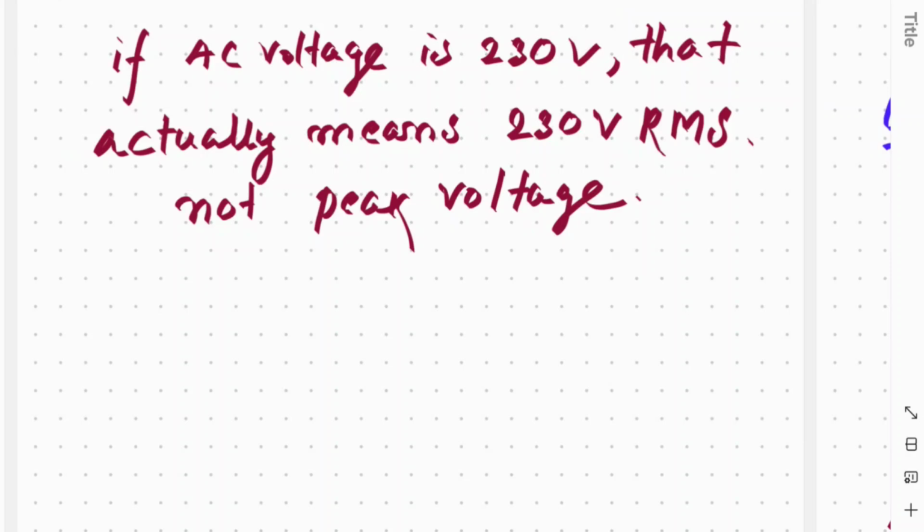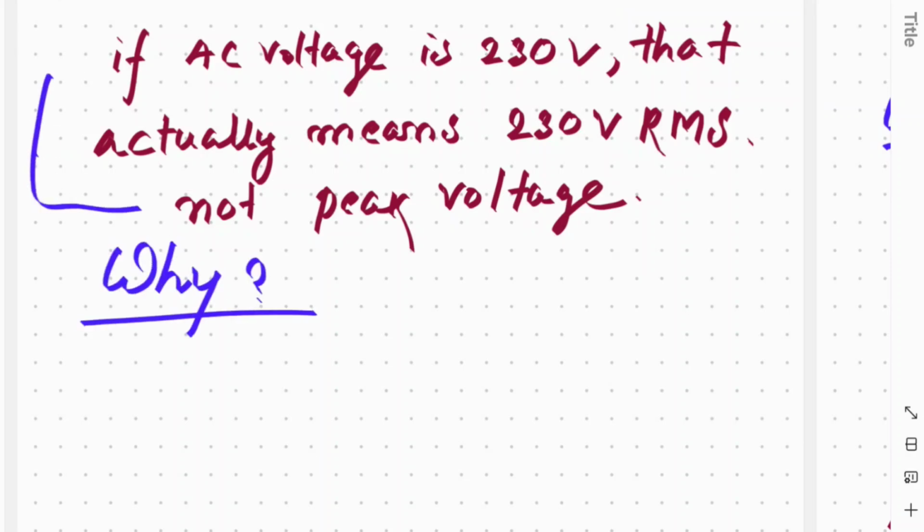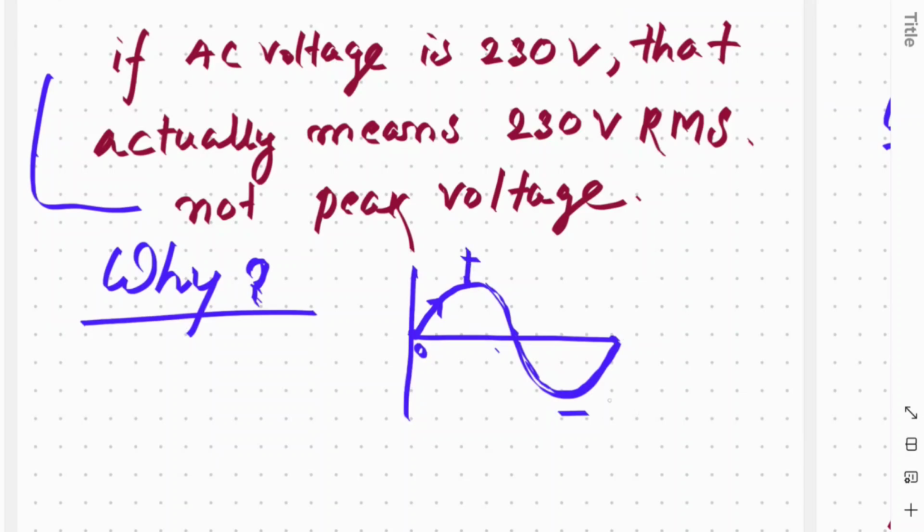Now we'll see why RMS is needed. As AC keeps changing, positive and negative, if we draw the waveform, this is the initial point, zero. It is continuously increasing to the maximum value, again decreasing to 0. Then in the negative direction it increases, and again goes back to 0. So AC continuously changes from positive to negative.